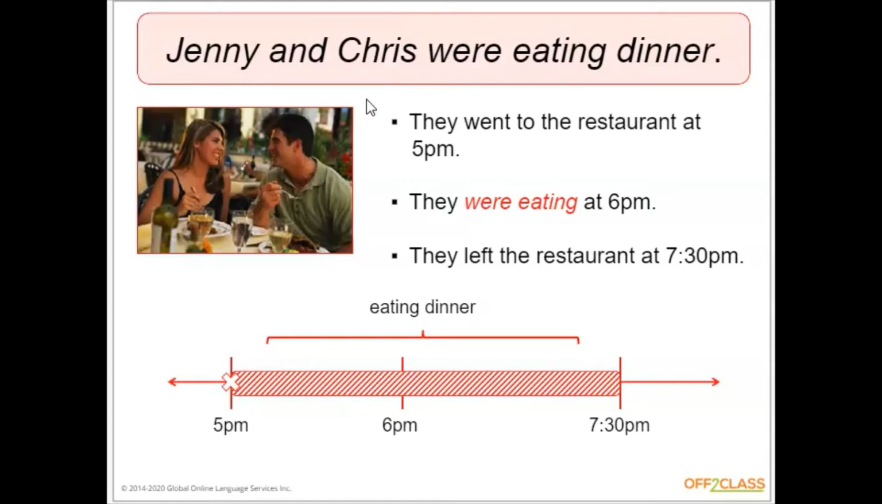Okay, for example, here we have a situation. This is Jenny and Chris, right? And at 6 p.m. they were eating. Okay, so they went to the restaurant at 5 p.m. That's here. And well, they left the restaurant at 7 p.m. That's here. So that means that at 6 p.m. they were eating. That's a continuous action at a moment in the past. In this case, 6 p.m.